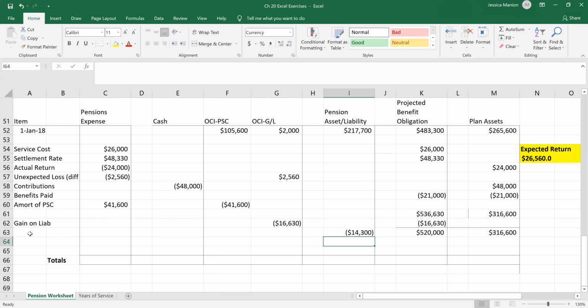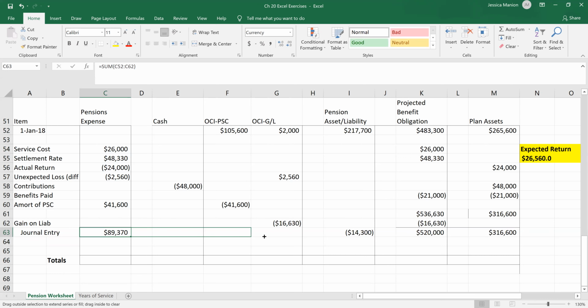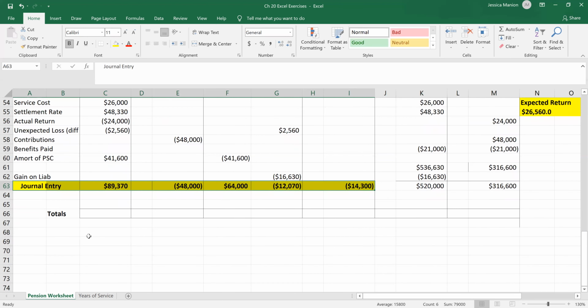So now this is our journal entry. Journal entry equals the sum of all of these. Okay, that's going to be the same for cash, for other comprehensive income. So we've totaled up those columns. Okay, this is our journal entry. Well, hopefully it equals. Okay, hold on. We just got to do our last journal entry and we're done with this thing.